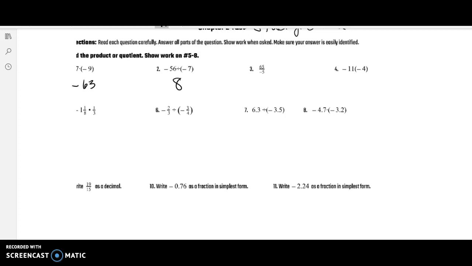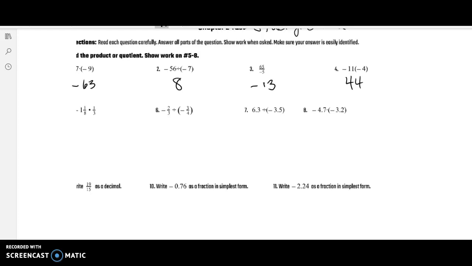65 divided by negative 5, we're going to have a negative answer. We get negative 13. Same sign, so when we multiply them, it's going to be positive, so we get positive 44.